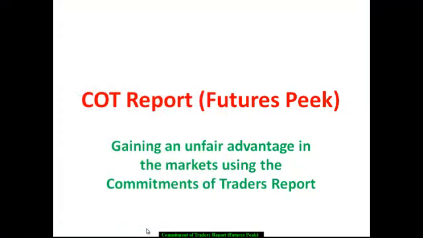This section is aimed at showing you how to gain an unfair advantage in the markets using the Commitments of Traders report. I'll be running through the slides and showing you some important points, after which I will take you to the very websites where you can get this report handy, and then we'll show you how to use the report to make profitable trades. I believe that with this report you will experience tremendous improvement in your trading career. Let's go.